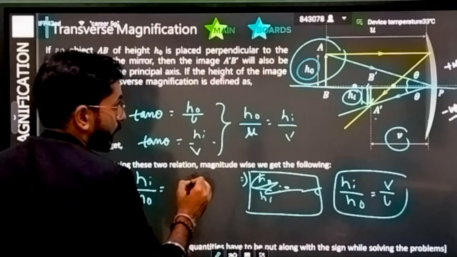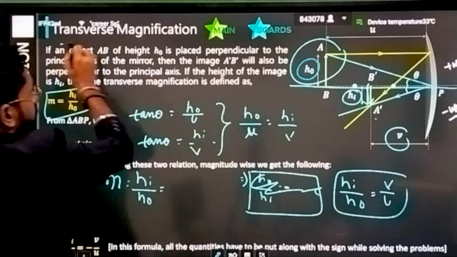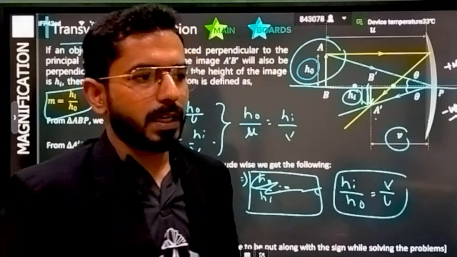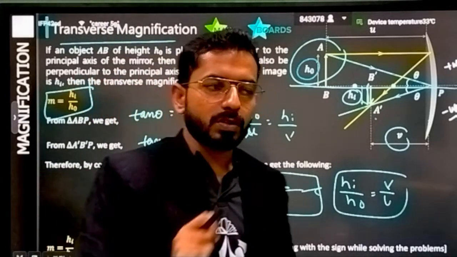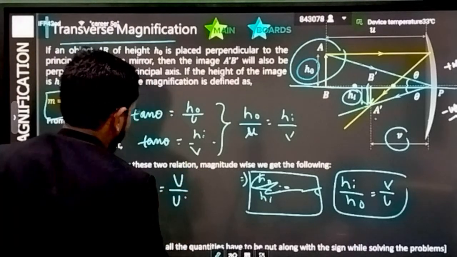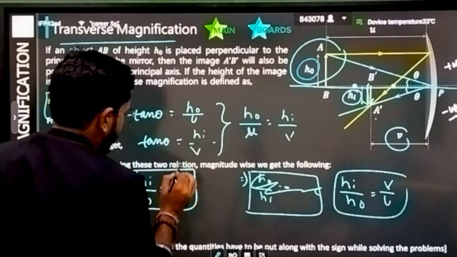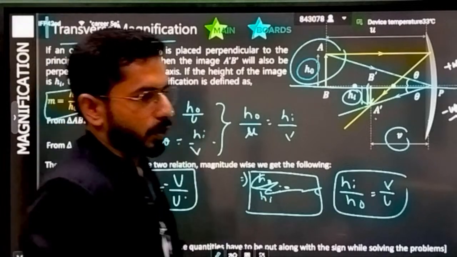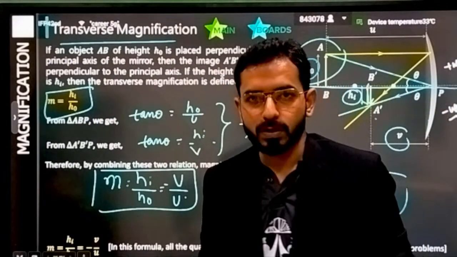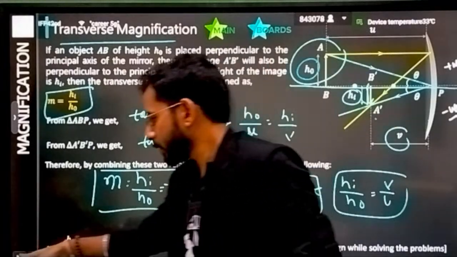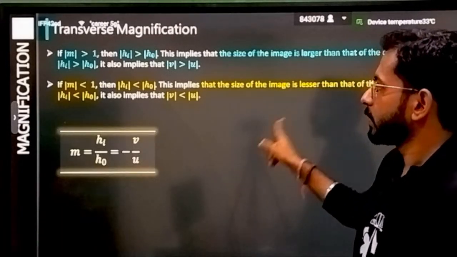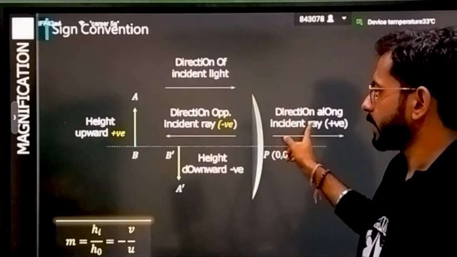And for this case it is actually called transverse magnification, because there are two kinds of magnification. Transverse magnification is when the object is kept perpendicular to the principal axis. This is equal to v by u, and there will be a negative sign, because it reflects that your object is above the principal axis and your image is below the principal axis. Clear? This is about transverse magnification. This is the formula. Sign conventions I have already told you.